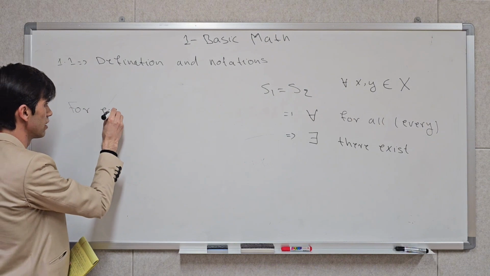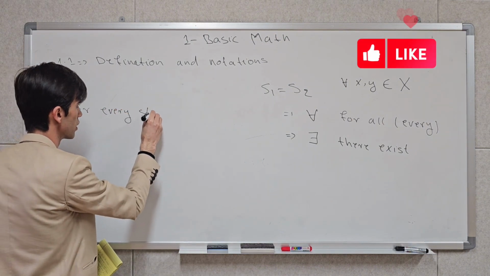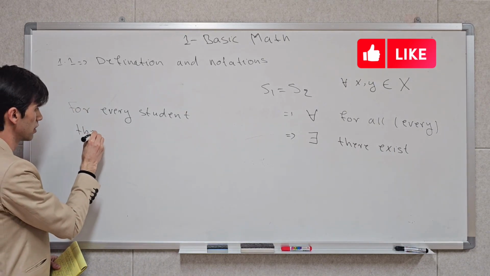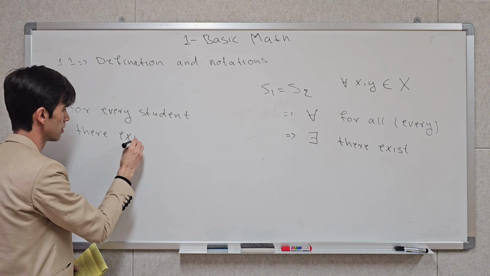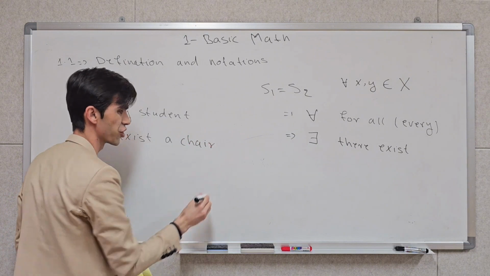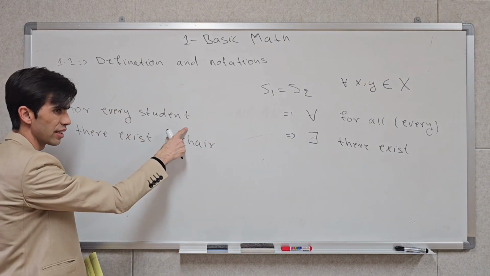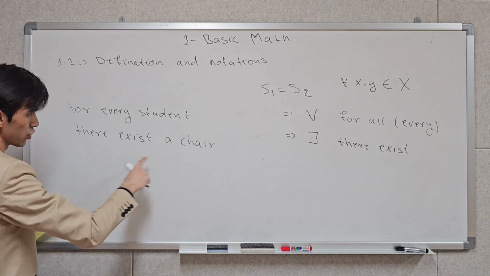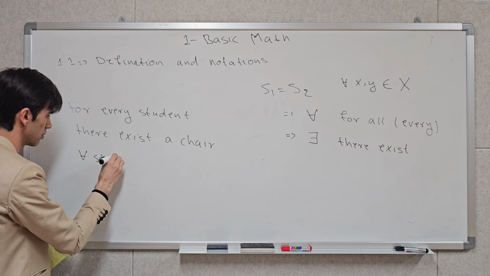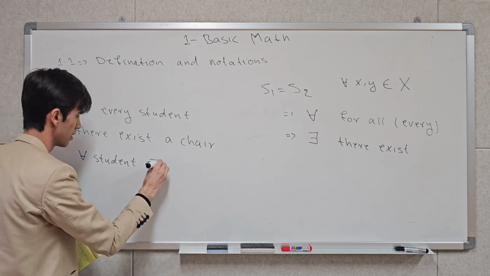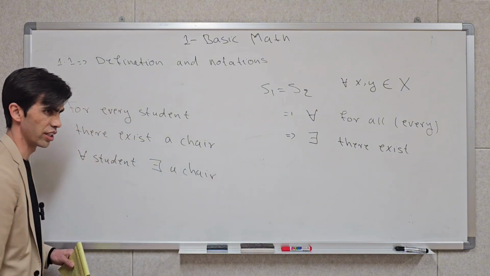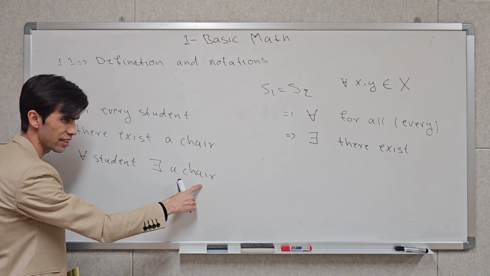For example, for every student there exists a chair. For every student, there exists a chair. So in terms of notation, we can write down this one: for every student, there exists a chair.